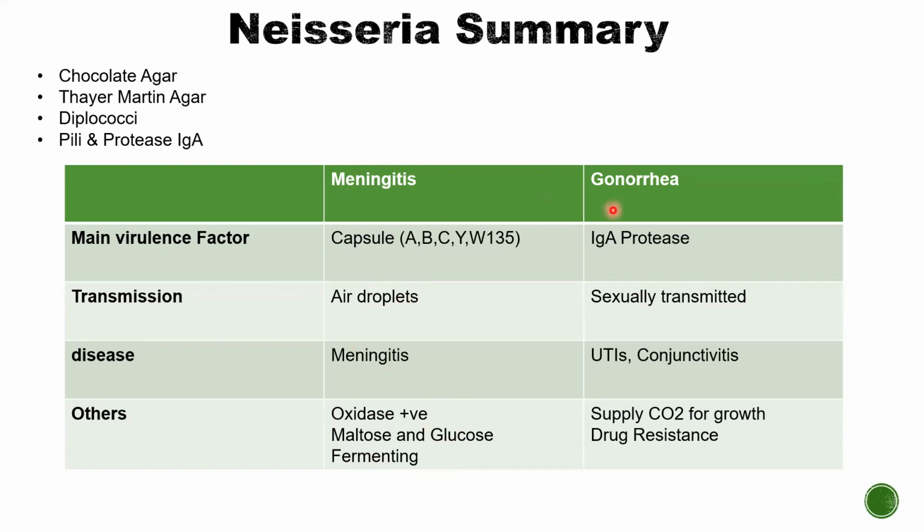The difference in gonorrhea is that the main virulence factor is IgA protease. So it prefers the mucosal surfaces or membranes. It causes urinary tract infections, genitourinary infections, and conjunctivitis in newborns. It's sexually transmitted, not by air droplets, and it's known for its drug resistance. So what are the two methods of drug resistance? We said it has beta-lactamase and it reduces the permeability of the drug.